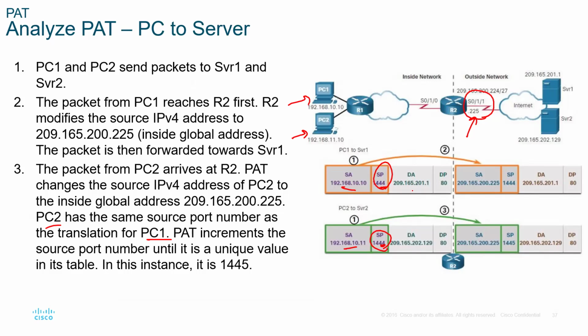For our global addresses, you can see this source and this source, the IP addresses are the same. That is what defines PAT. However, these ones will be different. This one is the same as this one because it was the first one which was chosen. This one is no longer the same. Why? We chose the next one. Now we have 1445.